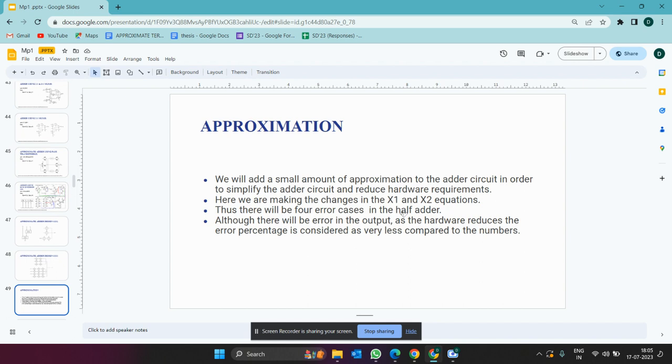So now let's get into the approximation details very briefly. Our project is about introducing an approximation into the design. Adding a small amount of approximation may reduce the hardware requirements. That is, we can reduce the space of the adder, so that it doesn't take much space. So this increases the efficiency and also reduces the error percentage.